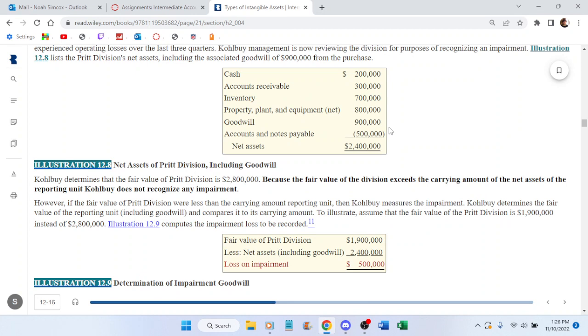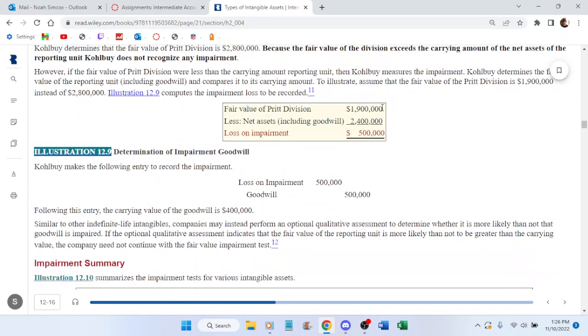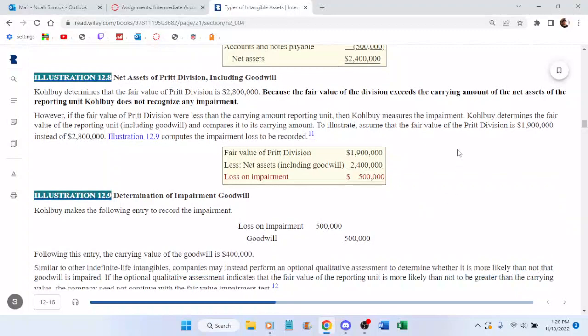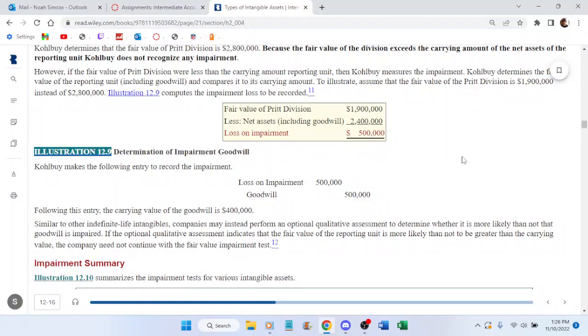The impairment loss is the fair value minus the net assets. Therefore, there's a $500,000 loss. So that means you increase your loss and impairment and decrease goodwill by $500,000.